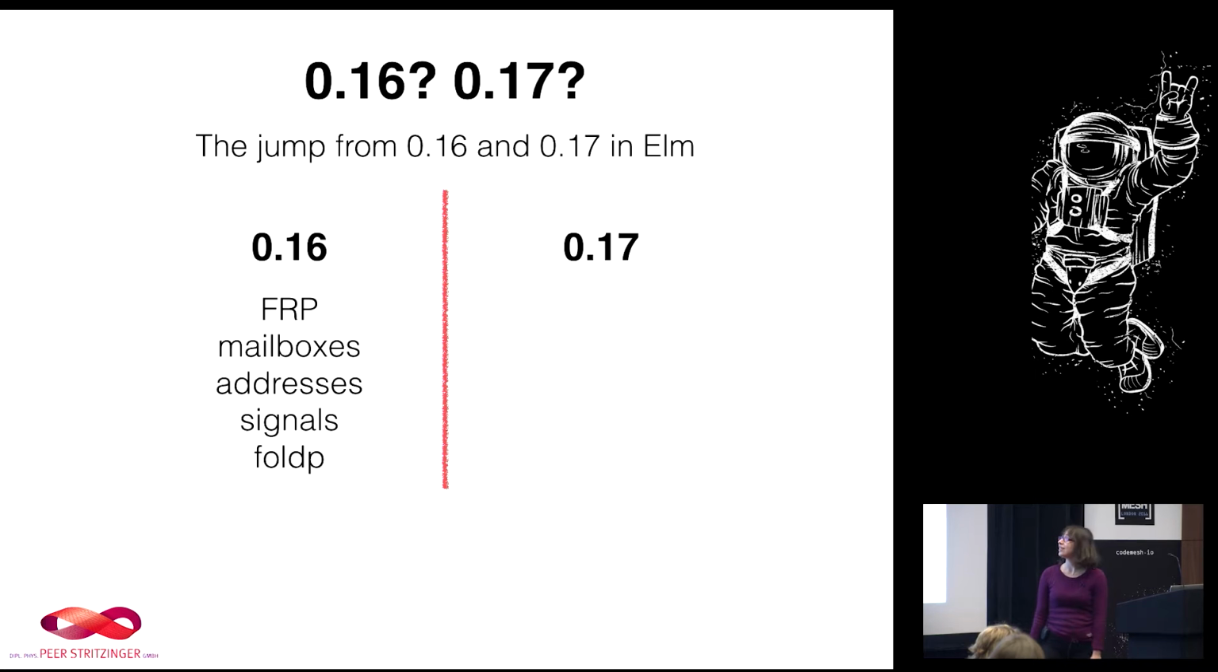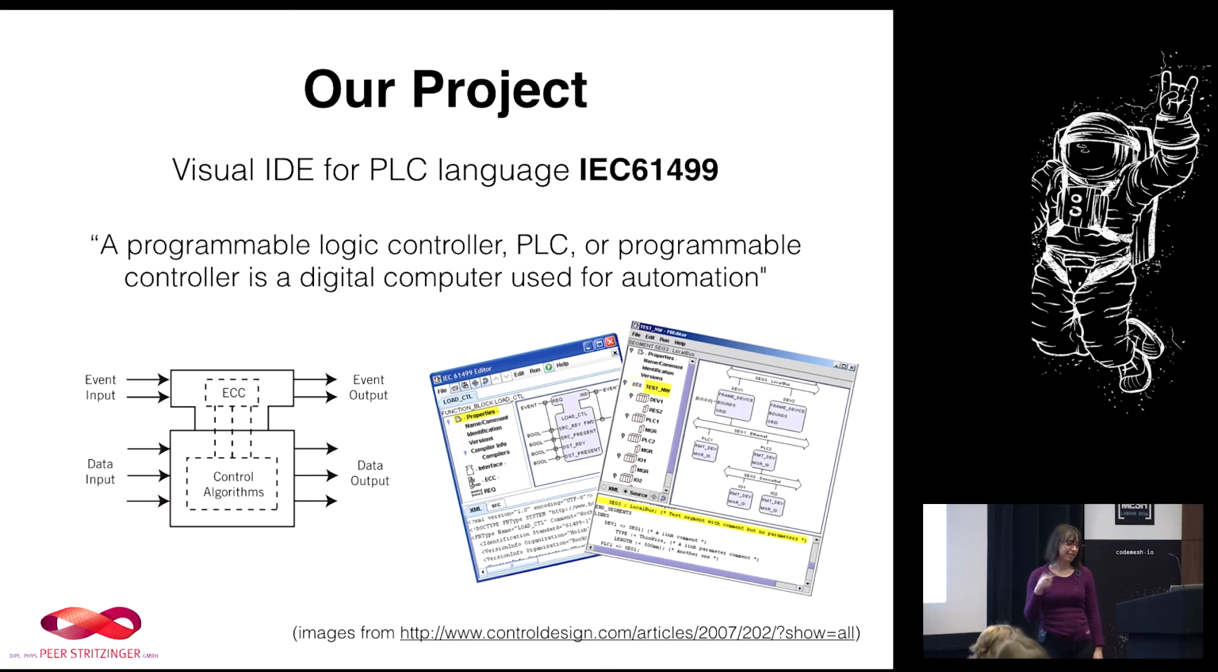So it's not about 0.17, it's about 0.16, and that is, I guess, an interesting thing to talk about. So the jump between 0.16 and 0.17 removed all the stuff that you see there: functional reactive programming, mailboxes, addresses, signals, and foldp. So if you see any of that in the talk, you don't need to know that to do well now. And I'll talk to you later about why all that happened.